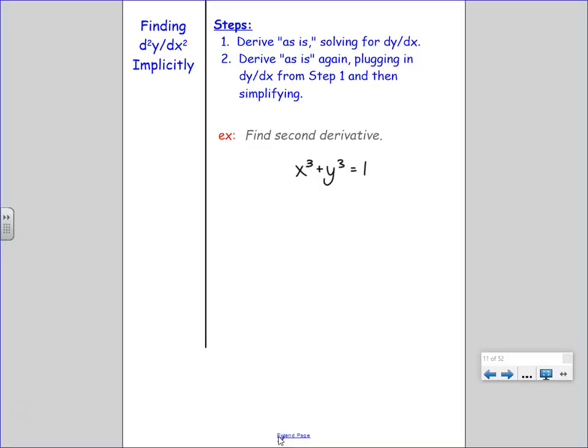Okay, so take d/dx of both sides. I was going a little too fast at the beginning. So did you guys get dy/dx is equal to negative x squared over y squared, because the 3's reduce? Subtract the 3x squared, divide by the 3y squared, the 3's go away, and we have a negative up top. That's good, but that's not our answer.